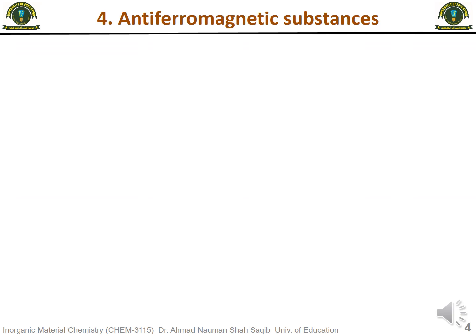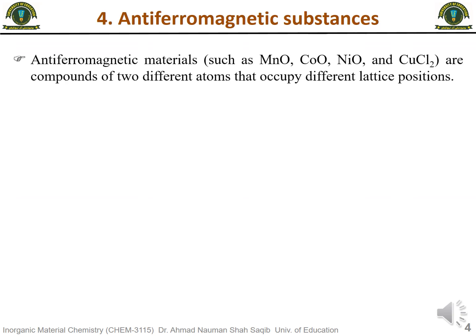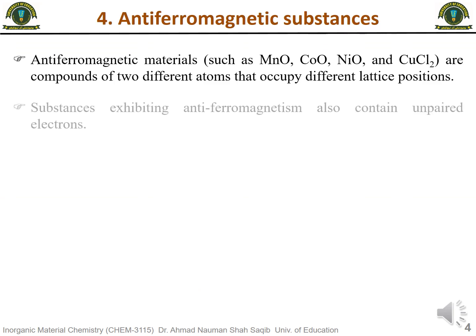So in antiferromagnetic materials, for example, we have manganese oxide, cobalt oxide, nickel oxide, or copper chloride, which are given on the screen. They show that the antiferromagnetic materials are mainly compounds of two or more different atoms that occupy different lattice positions.